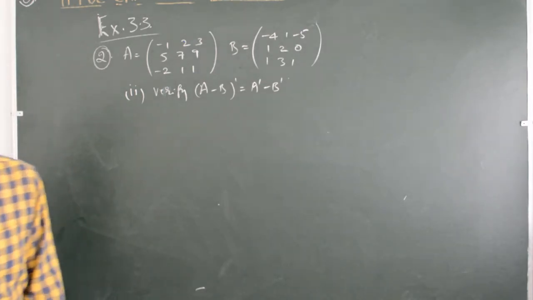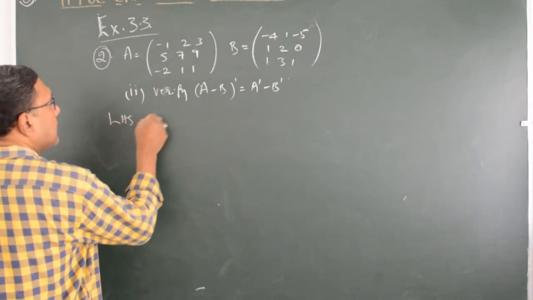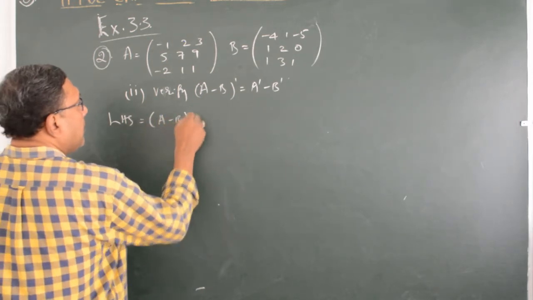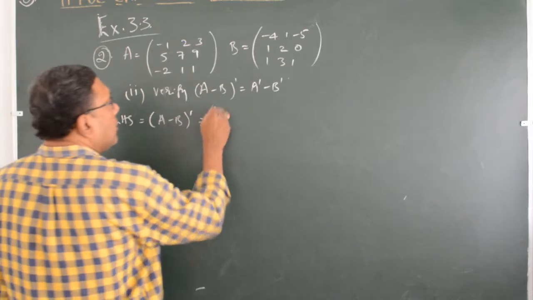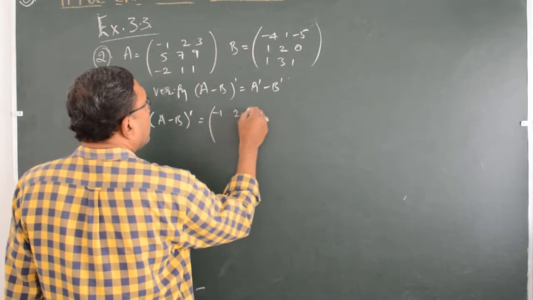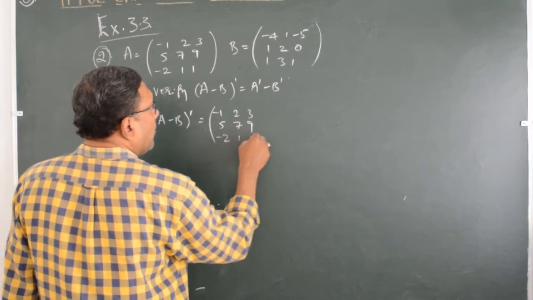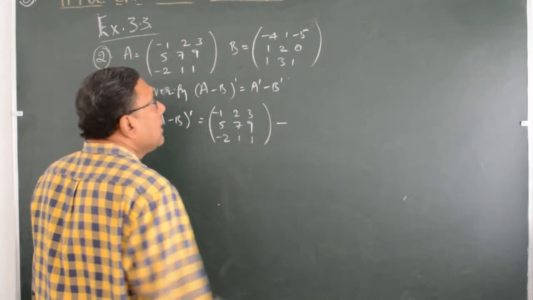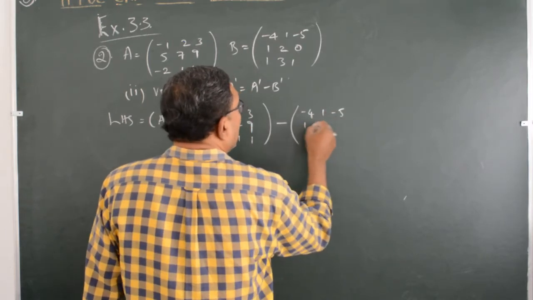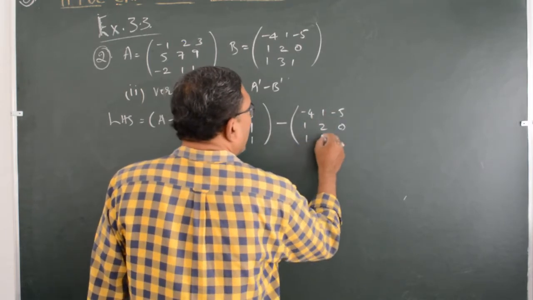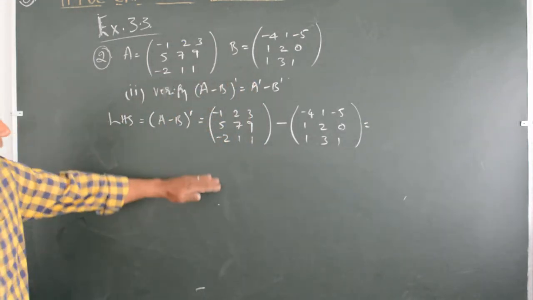On similar lines, I will take the LHS. LHS is equal to (A minus B) transpose. I am not doing a transpose now, I am only doing a subtraction. Minus 1, 2, 3; 5, 7, 9; minus 2, 1, 1. Minus minus 4, 1, minus 5; 1, 2, 0; 1, 3, 1. Let's check what we get when we subtract this.